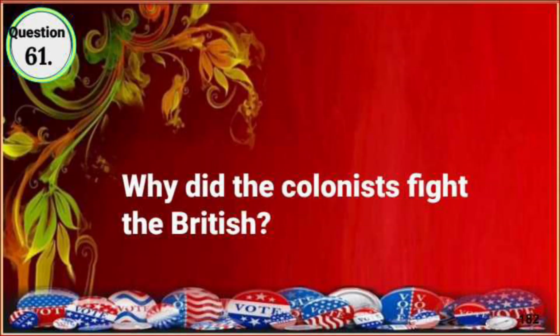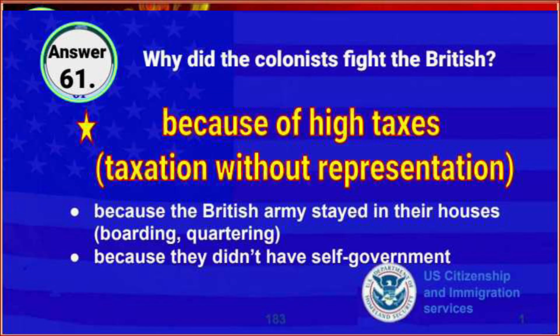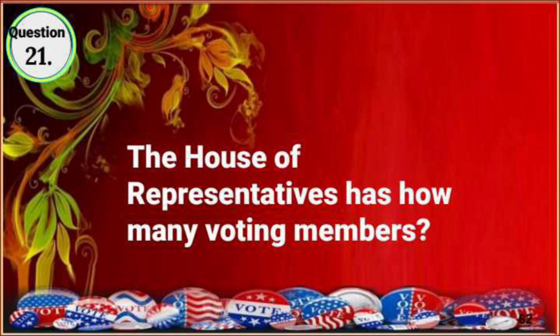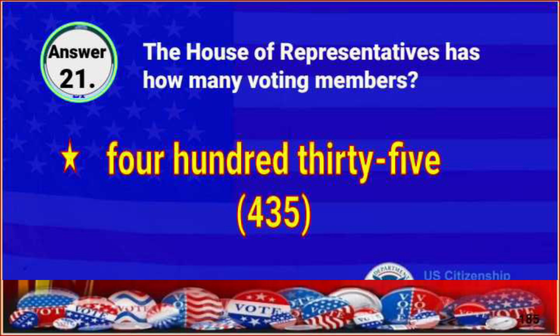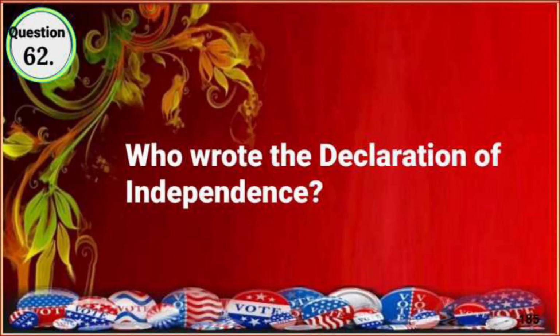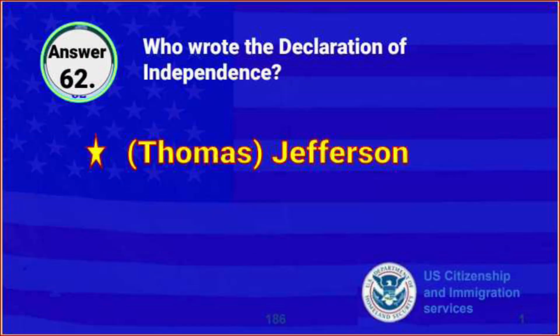Why did the colonists fight the British? Because of high taxes. The House of Representatives has how many voting members? 435. Who wrote the Declaration of Independence? Thomas Jefferson.